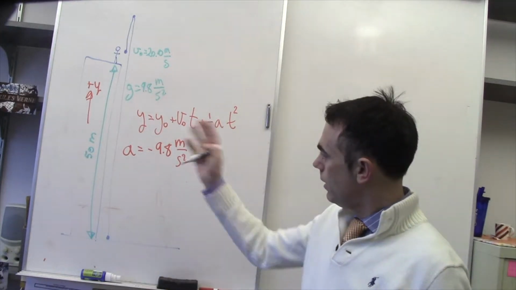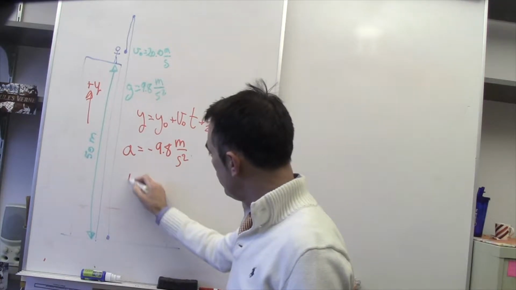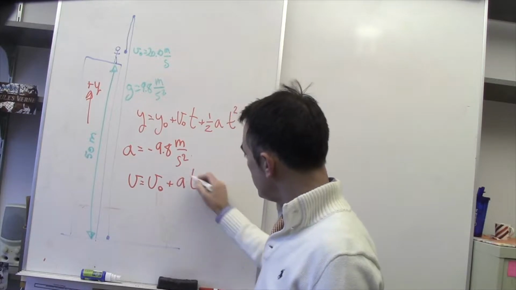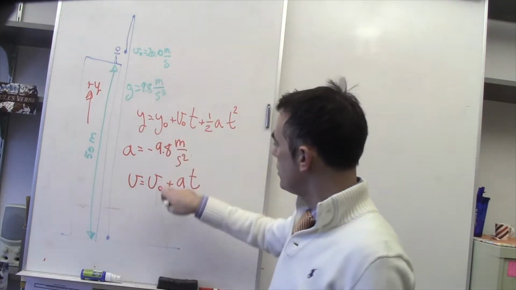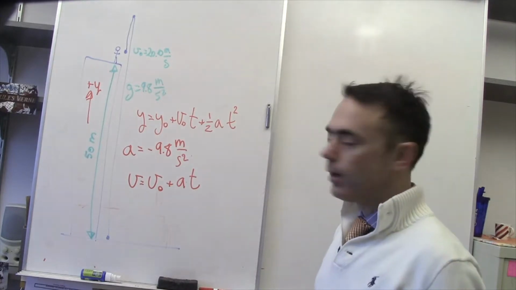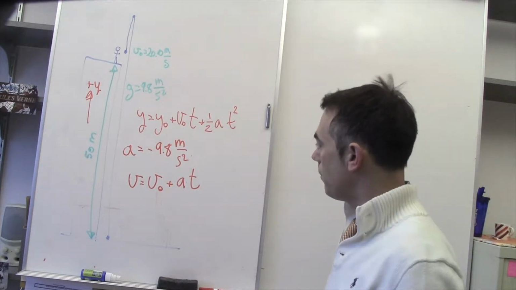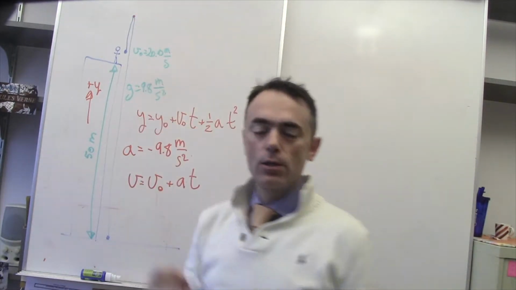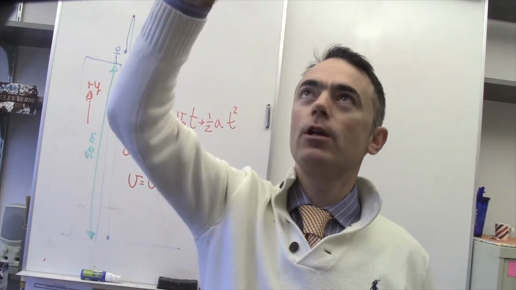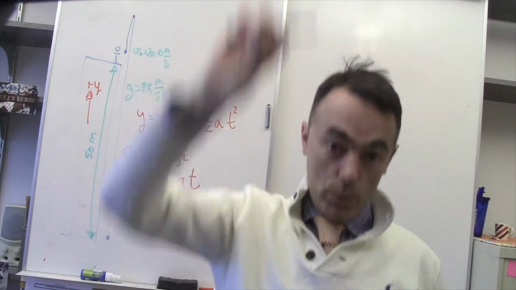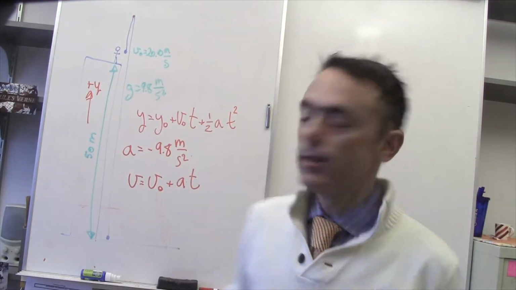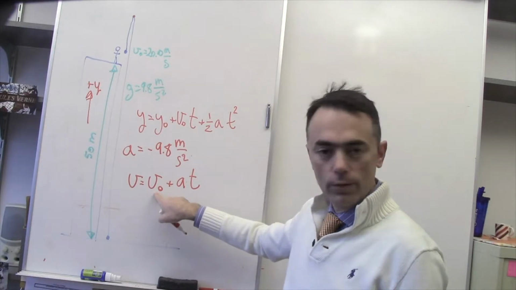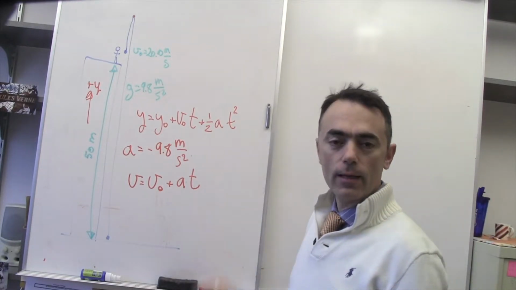Another equation I can use to solve this problem is that the velocity of the object is equal to the initial velocity plus the acceleration multiplied by time. So I have these two equations. Let's see how I answer the questions. At the top, the object has zero velocity because it has positive velocity, stops, and then comes back with negative velocity. So the final velocity is going to be zero. I know the initial velocity, I know the acceleration, and I can solve for t.